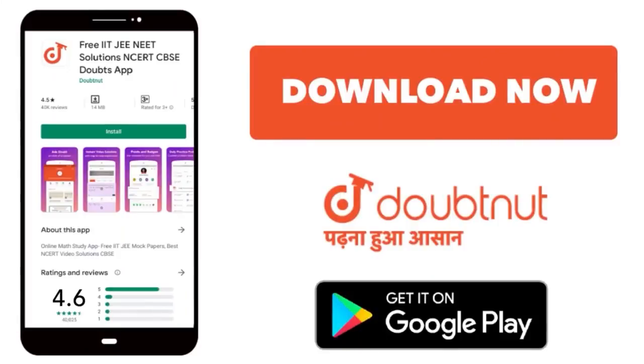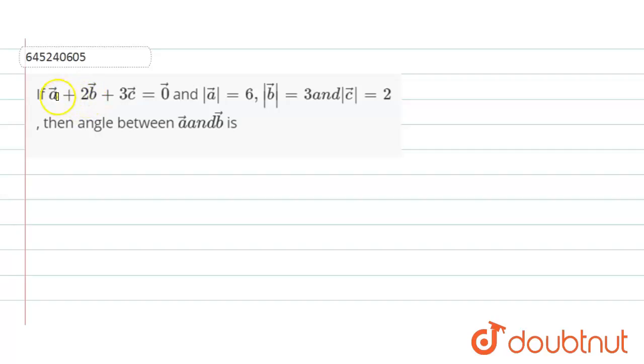Download Doubtnut app today. Hello everyone, here the question is: if a vector plus 2b vector plus 3c vector is equal to 0, and mod of a vector is equal to 6, mod of b vector is equal to 3, and mod of c vector is equal to 2, then the angle between a vector and b vector is. Now let's come to our solution.